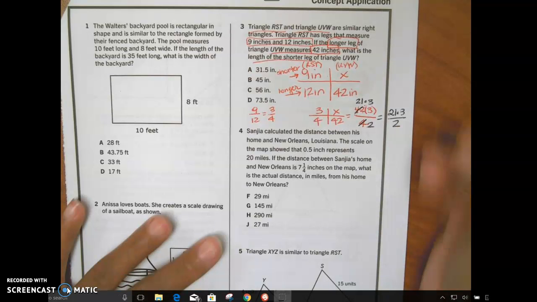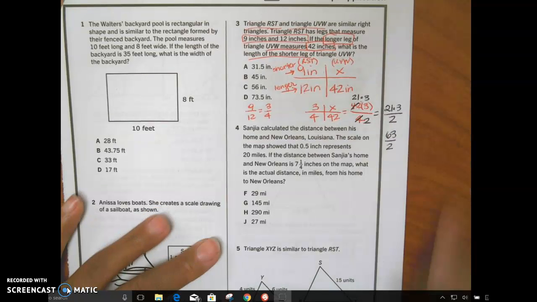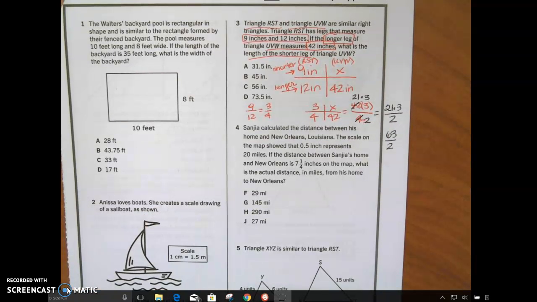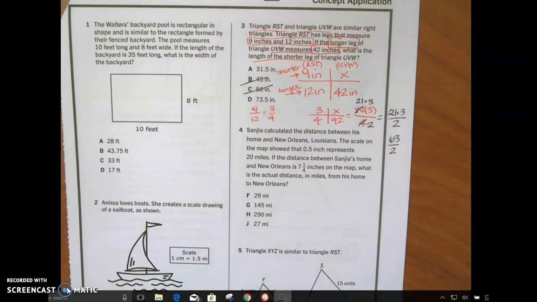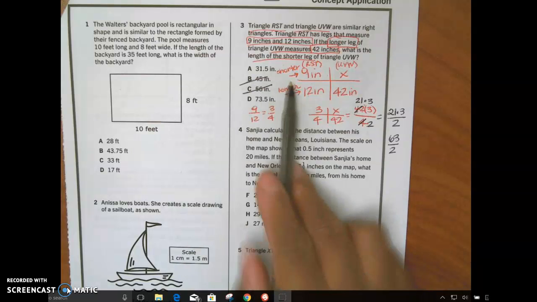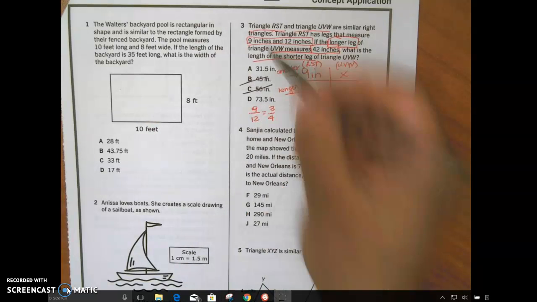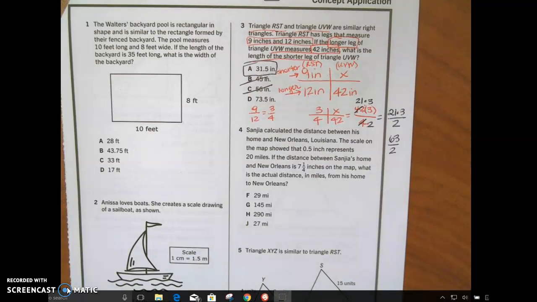21 times 3. 63. 63 over 2, and 63 is odd. What kind of number am I going to have for my answer? A decimal. Cross out the ones that aren't decimals. What is half of 63? 31 and a half. Why would 73.5 not work? Because it's bigger than the 63 and I'm cutting 63 in half. Okay?